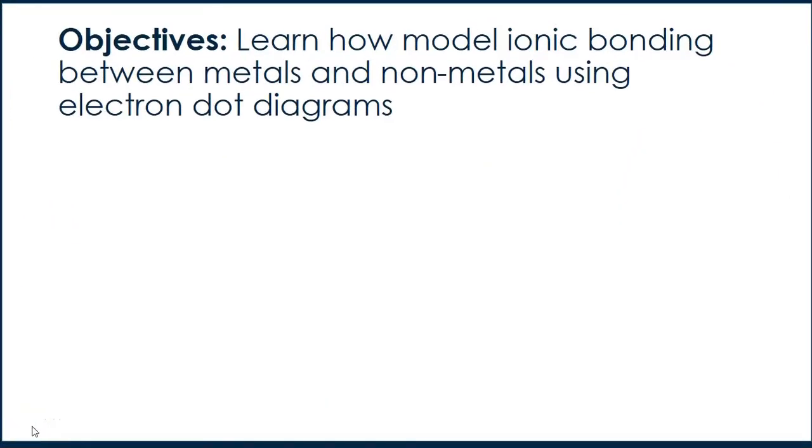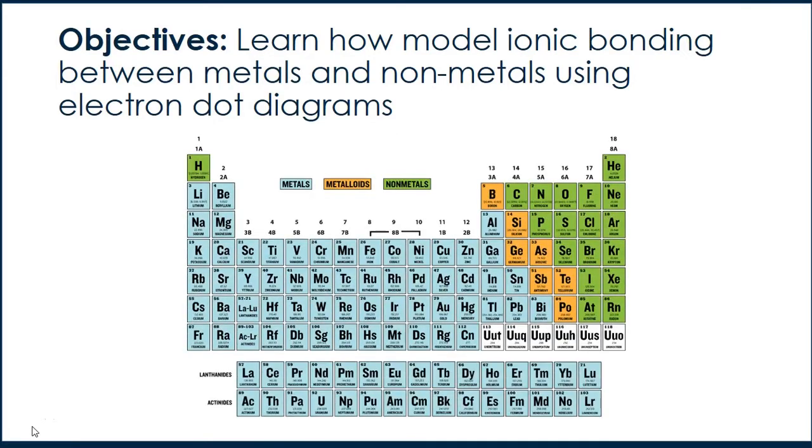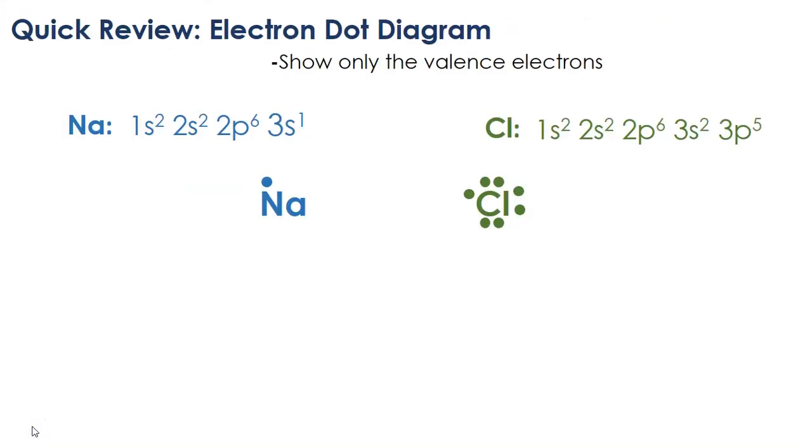In this video, we're going to learn how to model ionic bonding between a metal and a nonmetal using electron dot diagrams. So one thing to remember from our previous video is where our metals are and where nonmetals are. Ionic bonds only occur between a metal and a nonmetal. So let's review electron dot diagrams.